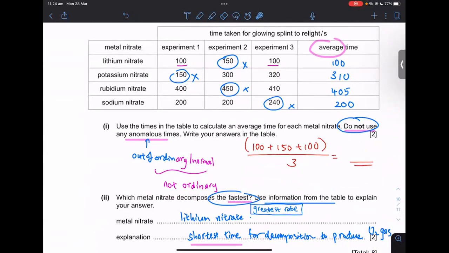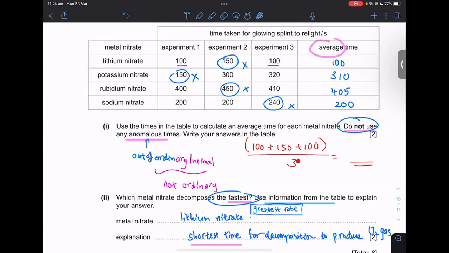But this question said, do not use anomalous. Anomalous means not ordinary, out of ordinary, special. Do not include something which is odd. Something odd, something doesn't make sense. This is 100 and 100. 150 doesn't make sense. 300 and 320, they are close together. This is very far away. 400 and 410, very close together. This is further away. These two are quite close together. This is very far away. Only because the question said do not. They bolded it, but some people, they just don't even read the question at all.